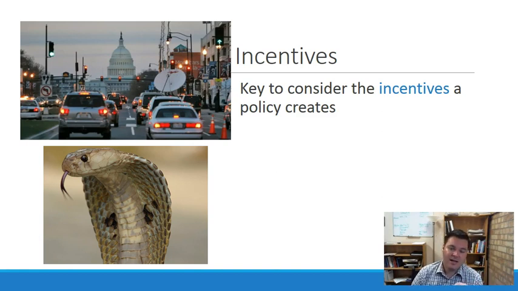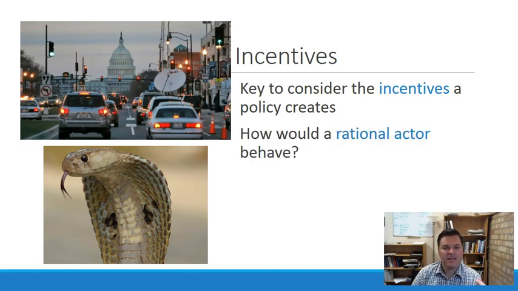One way to do this, and a common way that economists and political scientists will try and hash out how something will play out, how a policy would play out in the real world, is by considering how a rational actor would react. Now, the rational actor is an oversimplification. It's a model. And this is the person that is always going to pursue his or her self-interest. And usually they mean self-interest in terms of monetary, in terms of which will provide me the most money.